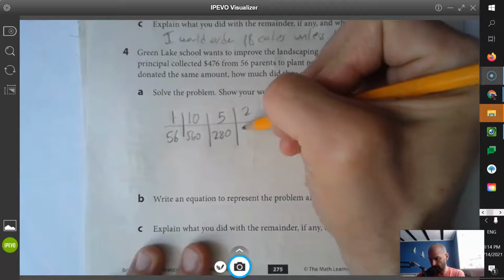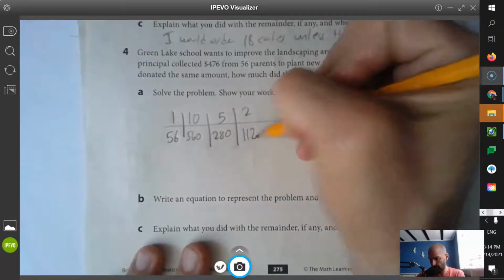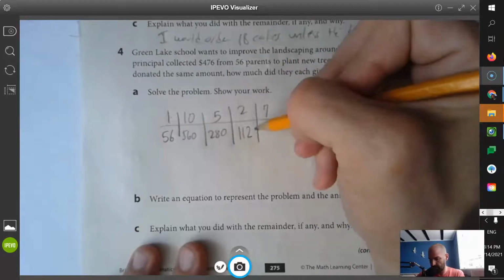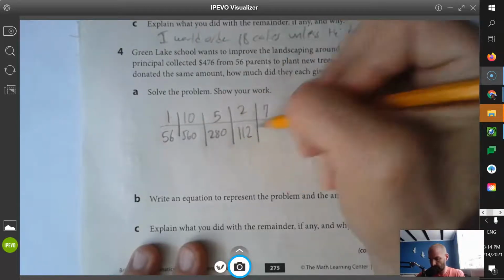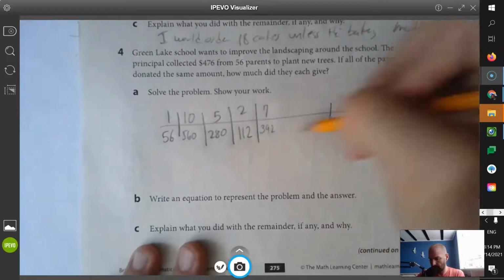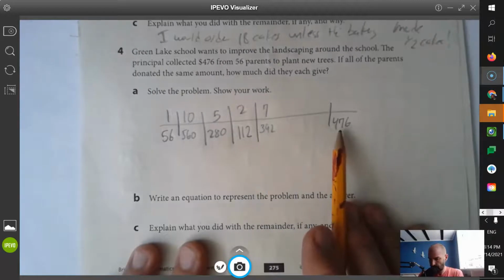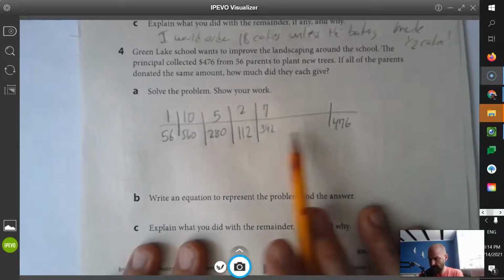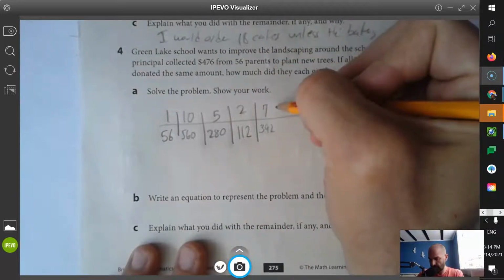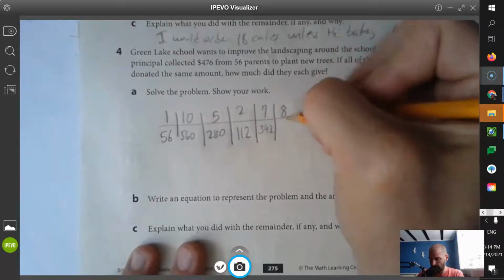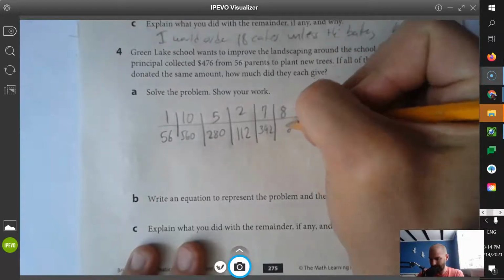So where are we here? With $7, that would give us $392. We are how far away here? About $80 left. About $80 left. So let's get a little bit closer. So 8 would be another $56. So that would be $448.